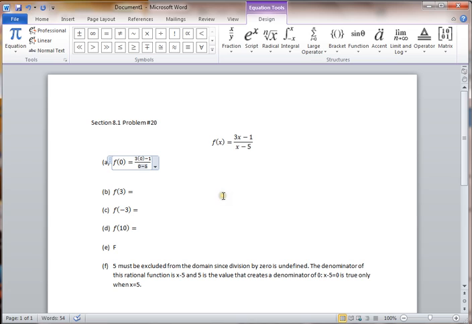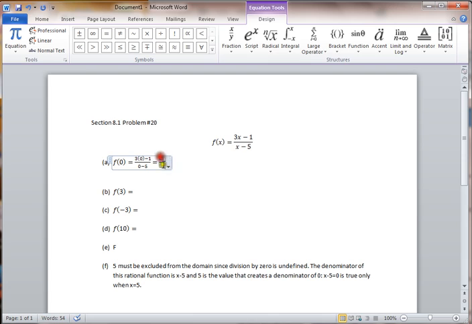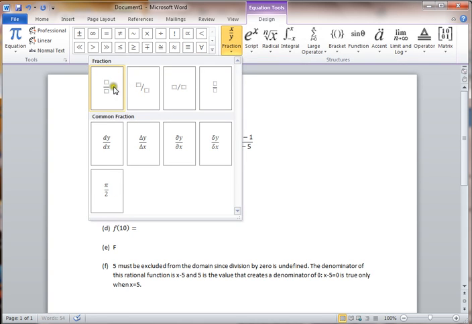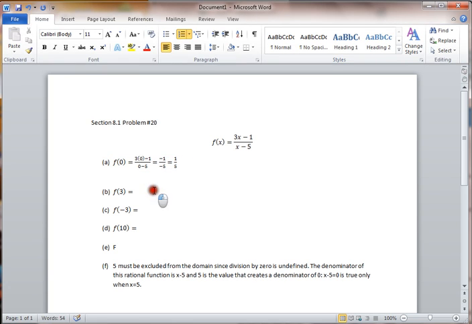And then you simplify. So on the top you have 0 minus 1, and on the bottom you have 0 minus 5. So minus 1 over minus 5, which again you could write out. And this simplifies to be just 1/5. Okay, so for the second one, we do the same thing. We're going to plug in 3 for each of the x's along the way.